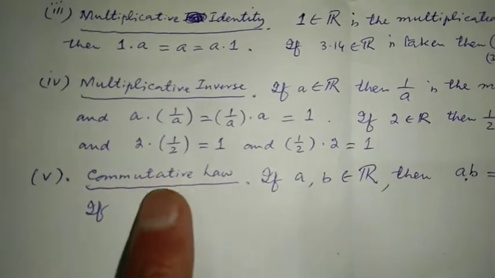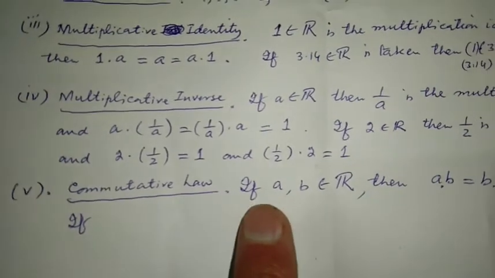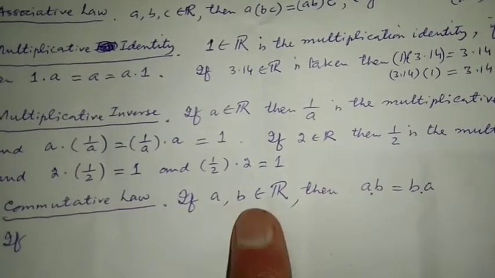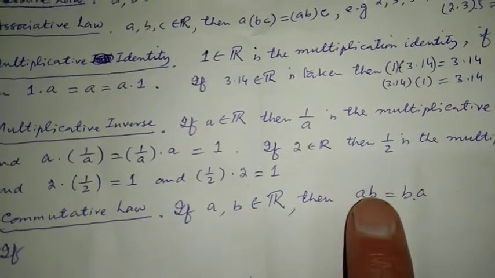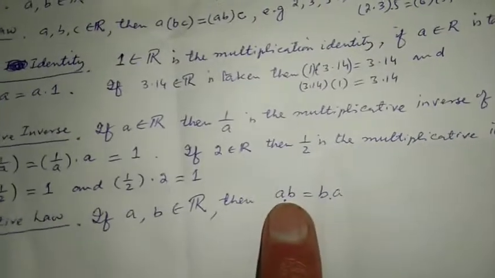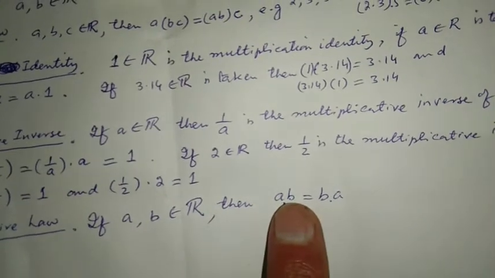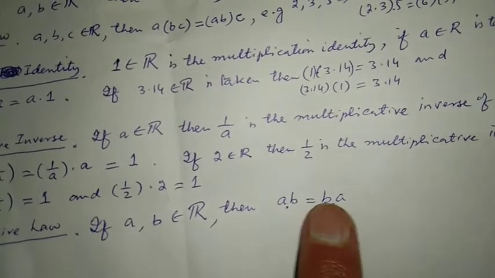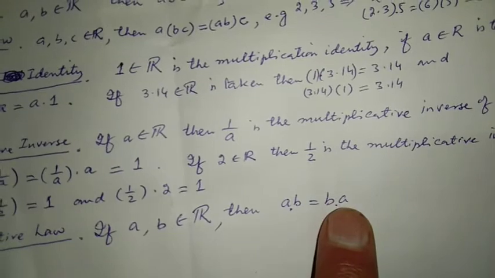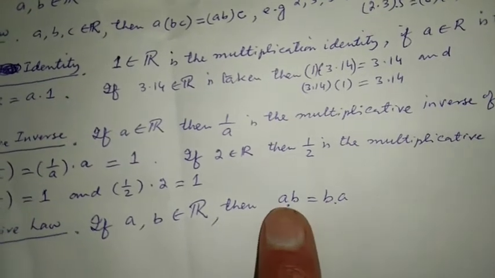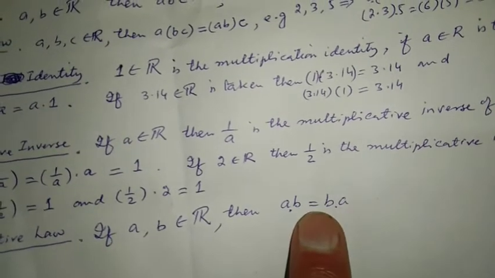Commutative law. If we take two real numbers a and b, then we can change the order of multiplication. First a is multiplied with b, and in the second option b is multiplied with a, but the answer is the same in both the cases. So ab answer is equal to ba answer.